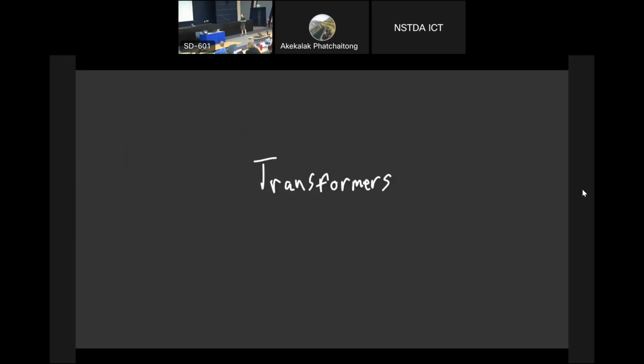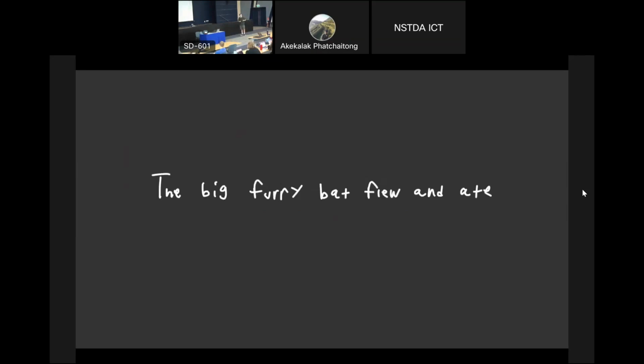So with transformers, here's what we'll do. We'll start by taking a sentence out of our huge library of text, and we are going to randomly drop one word out. Once again, we call this masking. So we're going to randomly mask bat. And then we're also going to randomly mutate a word. So we'll randomly mutate the to apple. So now our sentence is apple big furry blank flew and ate.